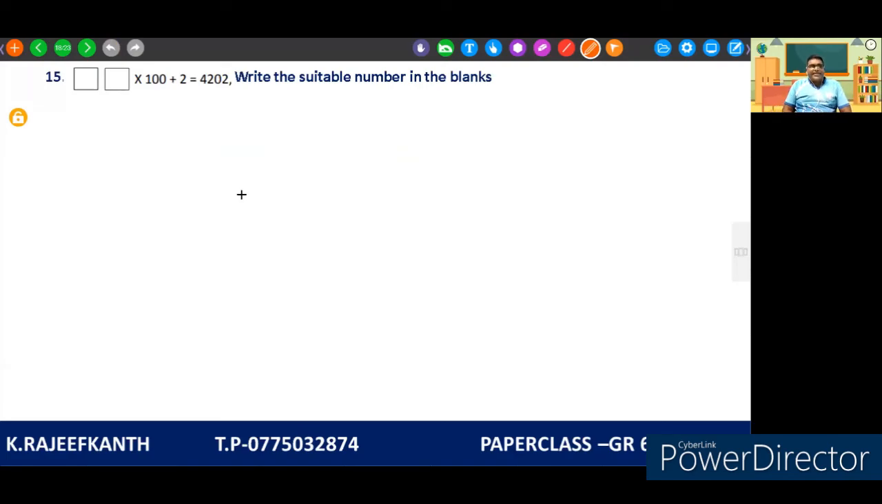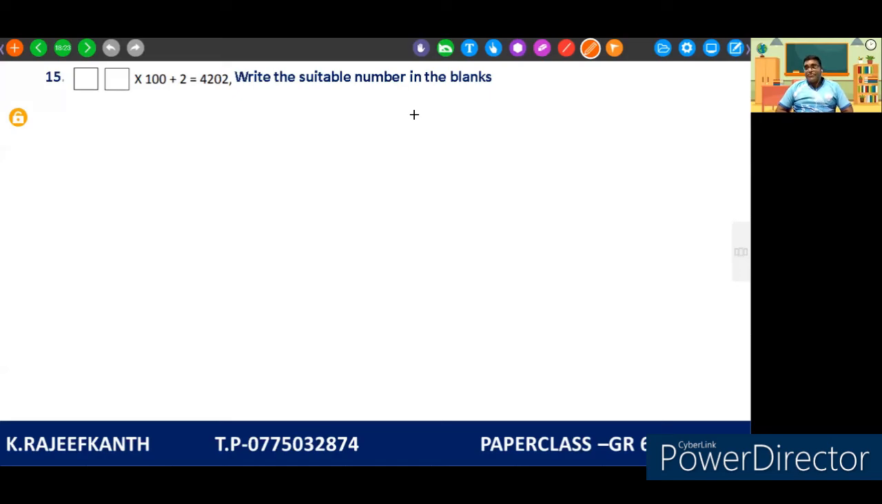Here there are two blanks: blank into 100 plus 2 is equal to 4,202. Write the suitable number in the blanks. So you have to fill those blanks. So how can we find the answer? When you multiply a number by 100, then after multiplying, you have to add 2. Then after that, you got the answer as 4,202.